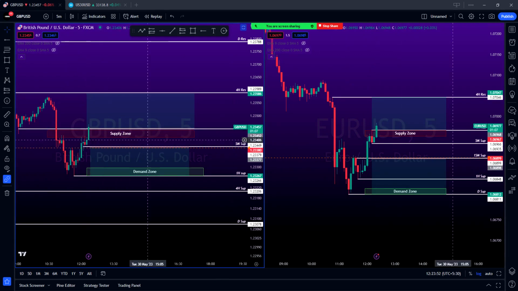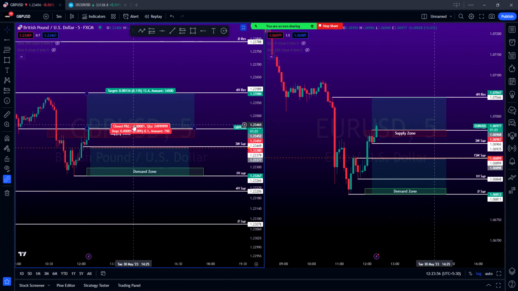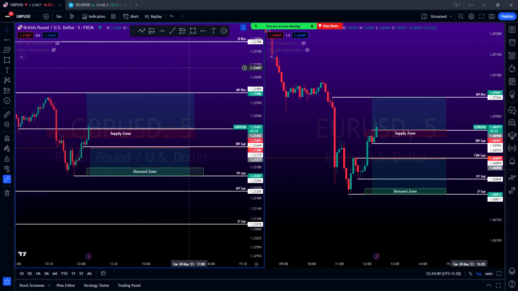Look at this. We're trying again, getting some sort of rejection. Guys, we don't have that much volume running around in these markets. That is why we're not moving up, breaking our supply zone.